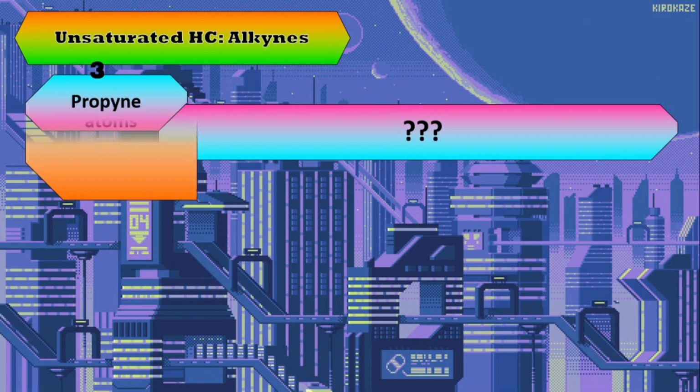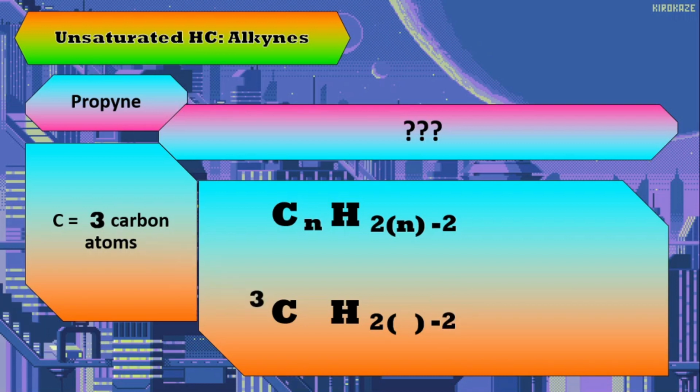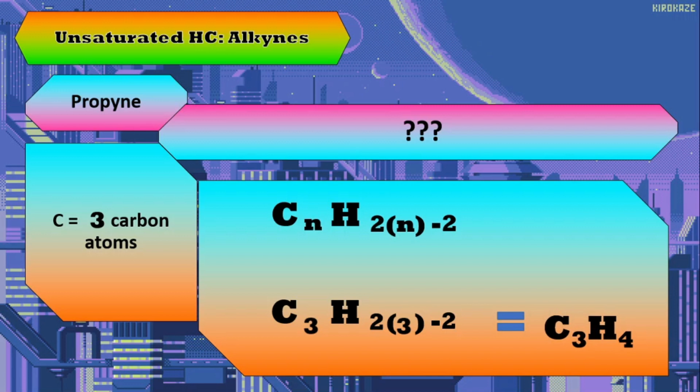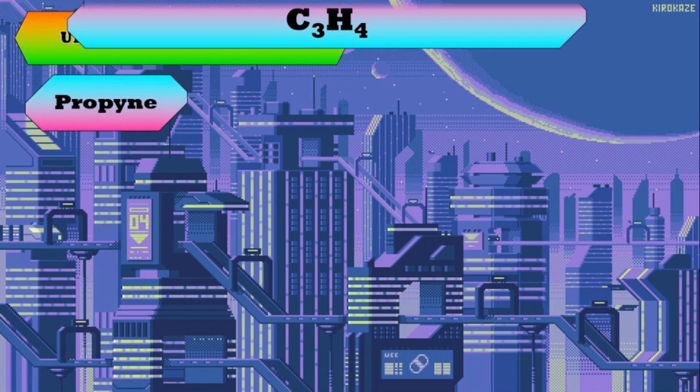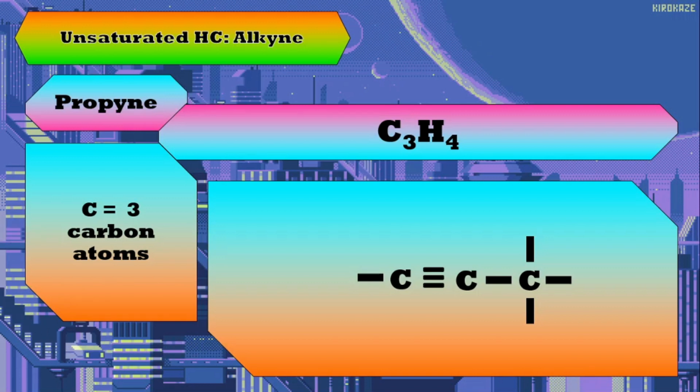Okay, let's have an example. Propyne, which has 3 carbons. Following the general formula for alkynes, which is CnH2n-2, substitute the n with the number of carbons. Since propyne has a carbon number of 3, we're going to substitute it. Propyne is C3H4. Okay, so this is the molecular formula and the structural formula of propyne. 3 carbons with a triple bond and the remaining unpaired electrons of carbon are attached to hydrogen.